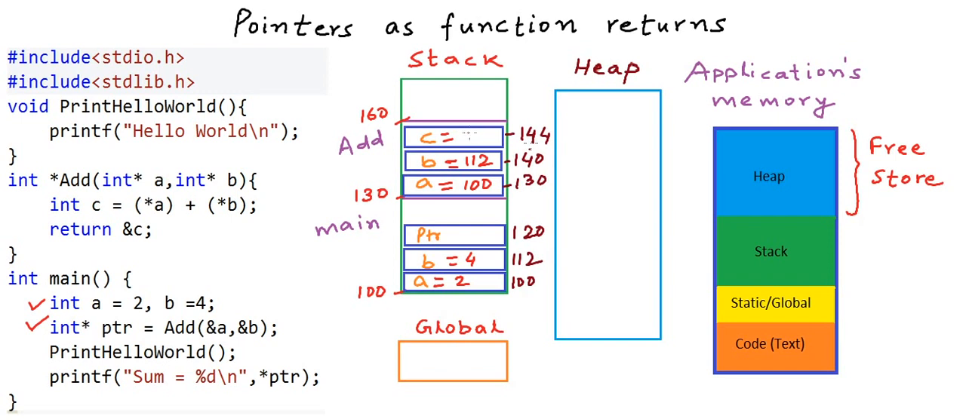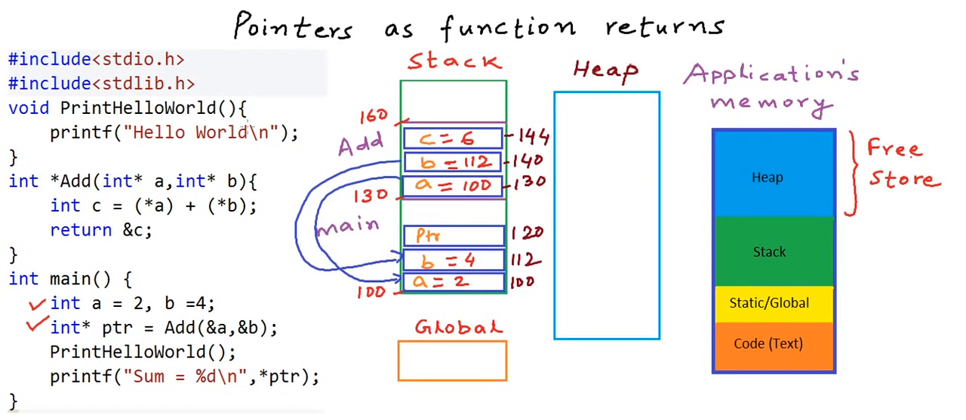Now c is calculated as asterisk a plus asterisk b. A is pointing to this location and b is pointing to this location. Asterisk a is value at address stored in a, and asterisk b is value at address stored in b. So this c will be 6 here. These two values will be added.